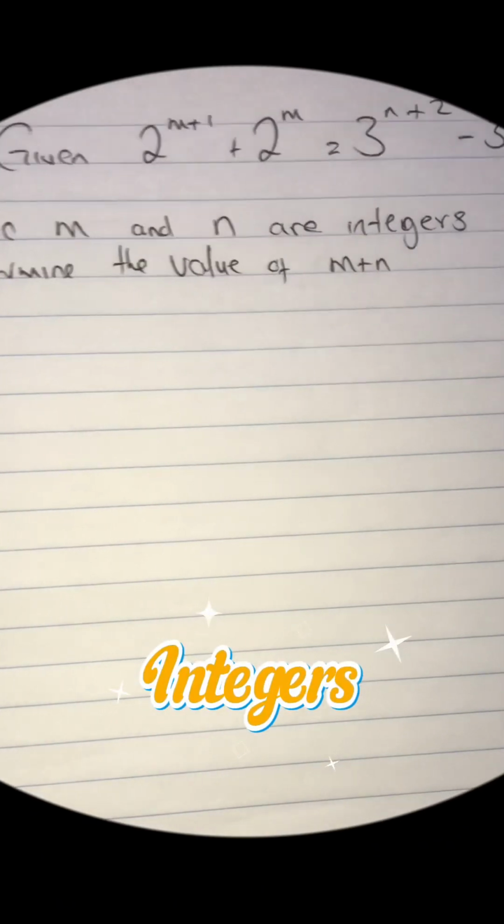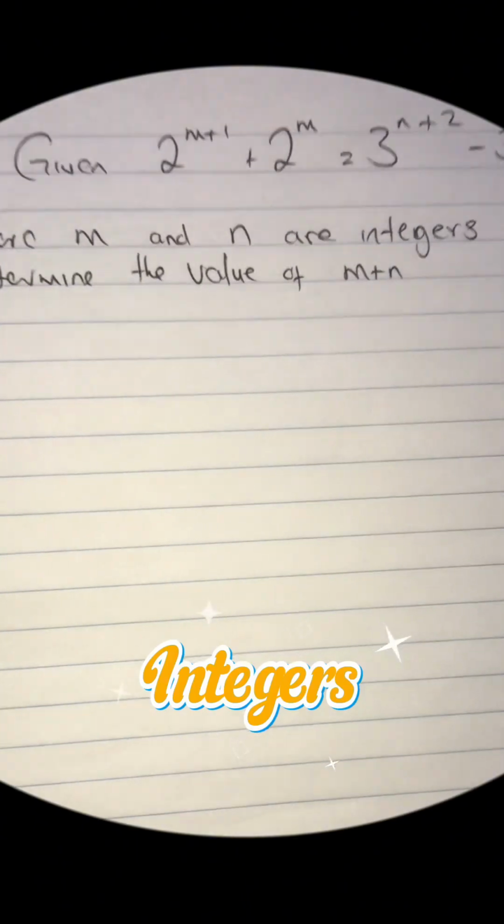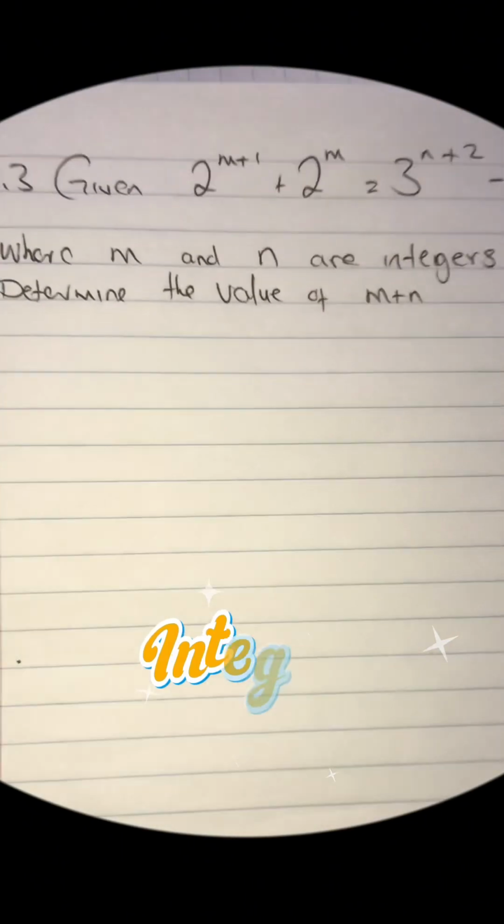We're done. Okay, let's go to the last question. They said that given 2 to the power m plus 1, plus 2m, is equal to 3 to the power n plus 2, minus 3, where m and n are integers, determine the value of m plus n. So remember, what is an integer? That's the key word. We must know what is an integer.